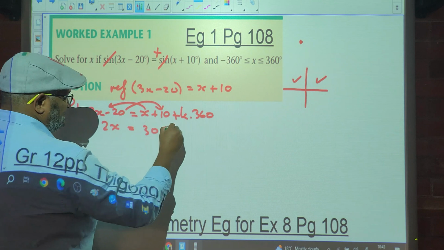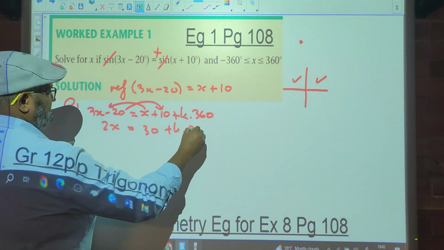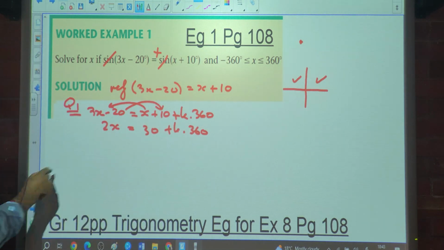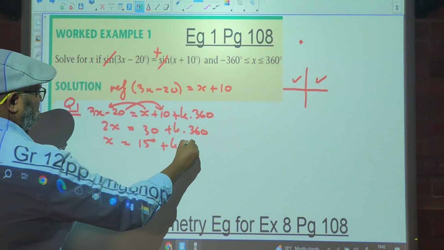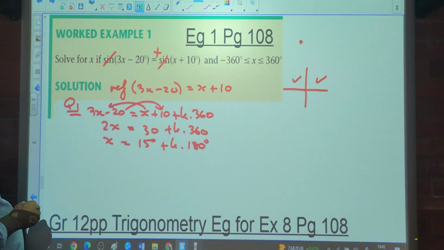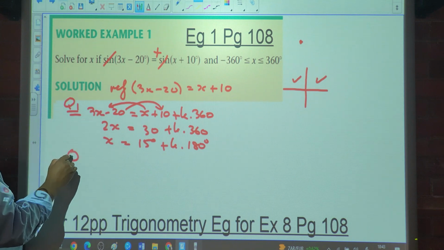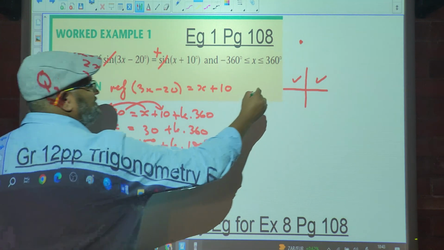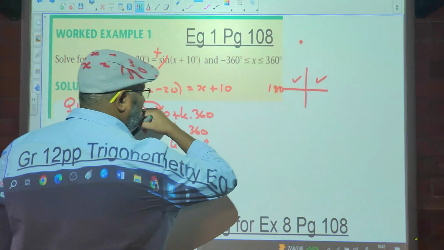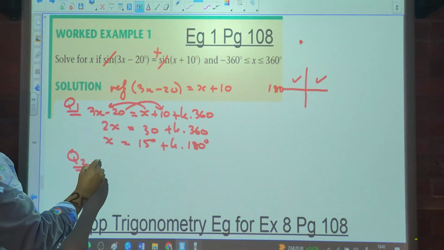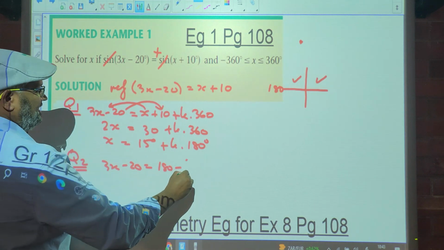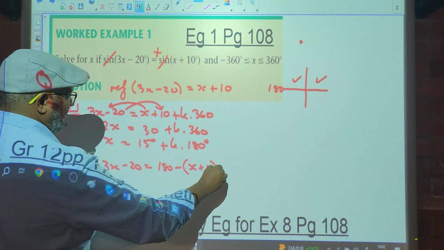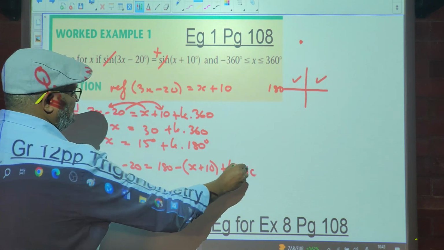Okay, so there's going to be plus k times 360. So what do I do now? Divide by 2. So x is equal to 15 plus k times 180. You guys understand? So let's go quadrant 2. How do we get into quadrant 2? 180 minus. So again we go here, 3x minus 20 is equal to 180 minus (x plus 10) plus k times 360.